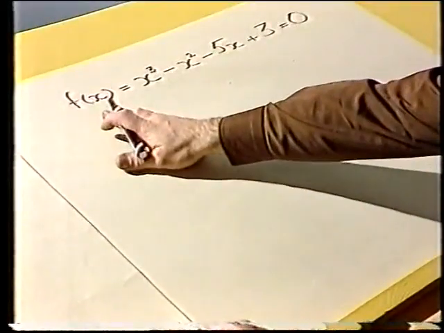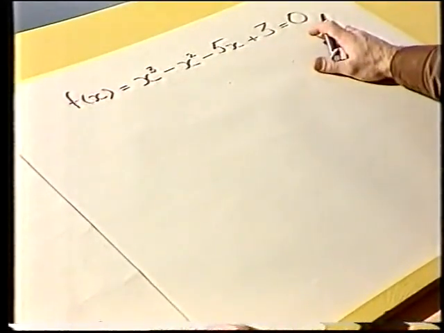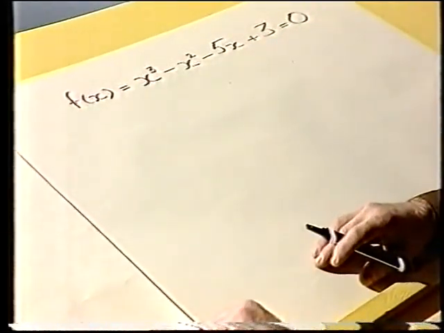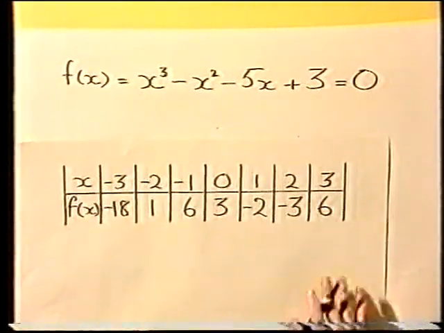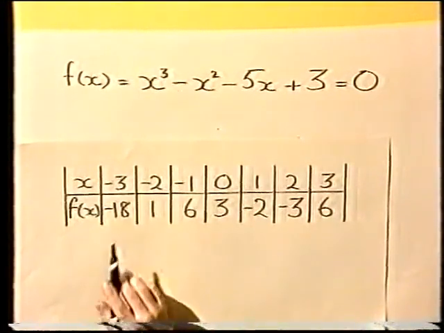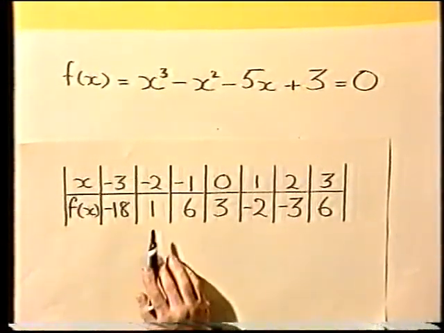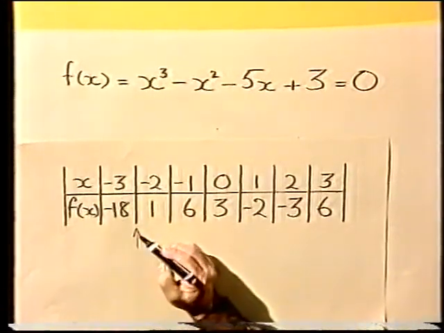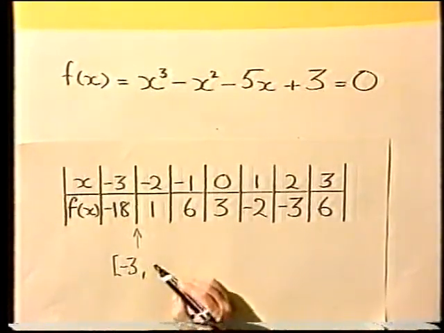Now, let's look at an example, a cubic equation. f of x equals this lot equals naught. First, we need to locate the solutions, and we can do that by tabulating the function. Well, I've already done that here. And we can see that the sign of f of x changes from negative at -3 to positive at -2. So there is a solution in there. That is, there's a solution in the interval -3, -2.